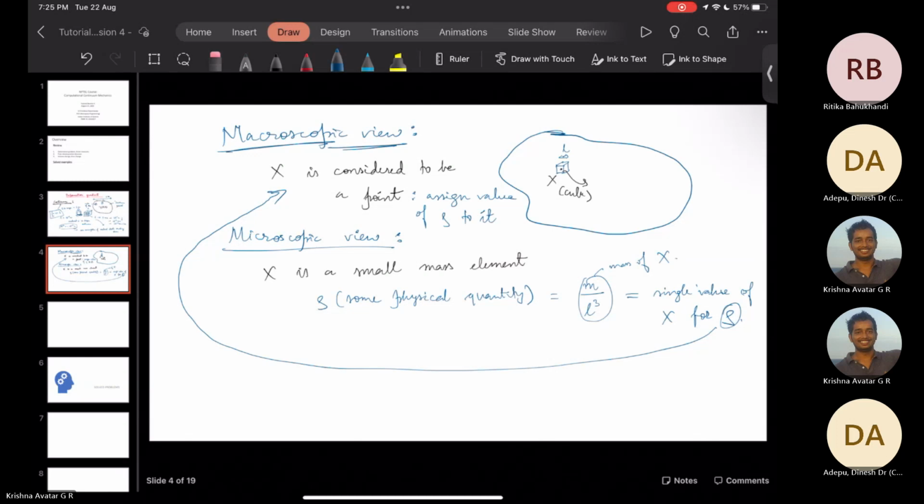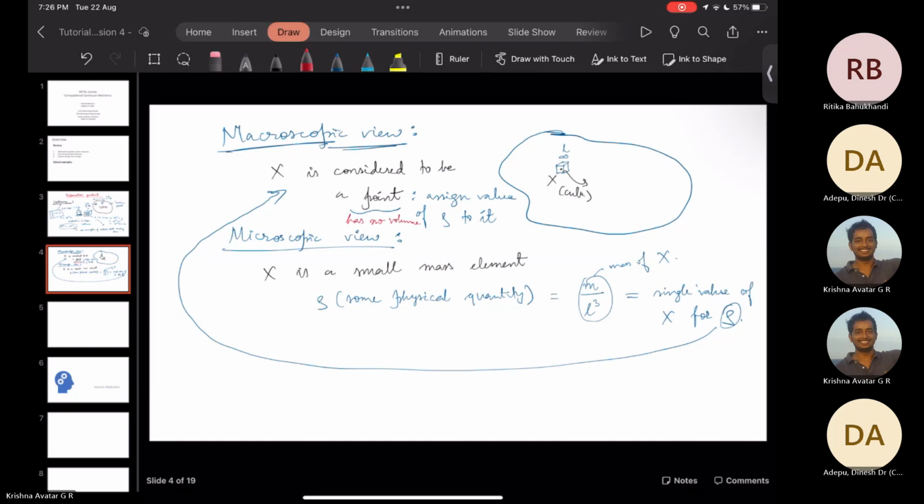Now you see what happened is there is one contradiction which I'm just trying to tell you. A point essentially has no volume, isn't it? Because a point has no dimension, so no volume.